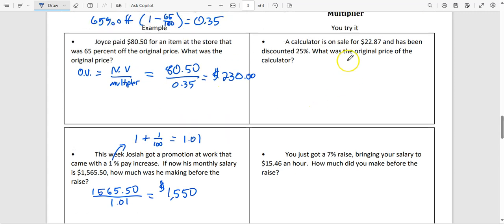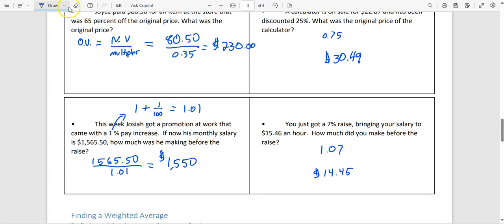Okay, go ahead and pause the video and see how you do on these two problems on the right. Okay, so the multiplier 0.75 and dividing by that gives you $30.49. And on the second one, the multiplier is 1.07 and dividing by it gives you $14.45. All right, I hope this makes sense.